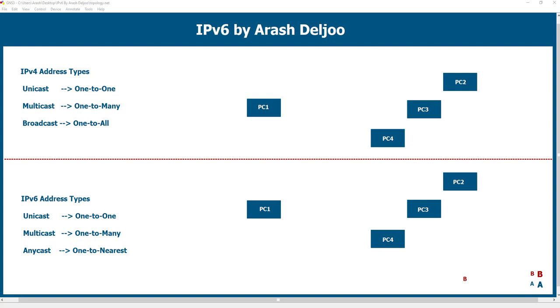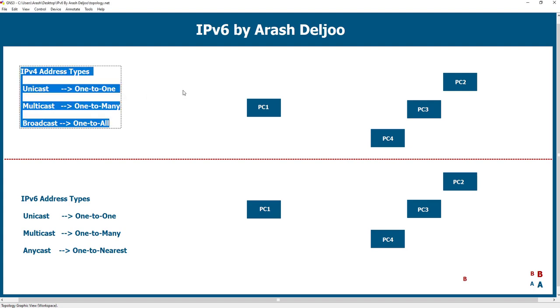IPv6 address types. In this video, I'm going to talk about the address types in IPv6 and compare them with the address types of IPv4. As you know, in IPv4, we have three types of addresses, or three types of communication. The first type of communication in IPv4 is unicast. Unicast addresses are used for one-to-one communication.